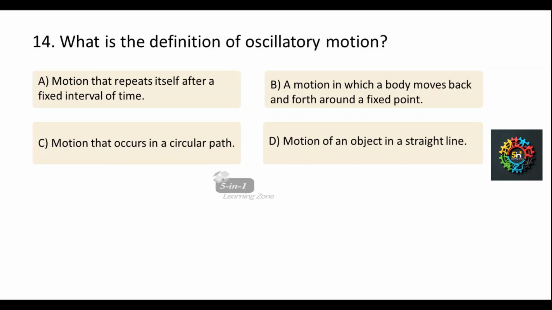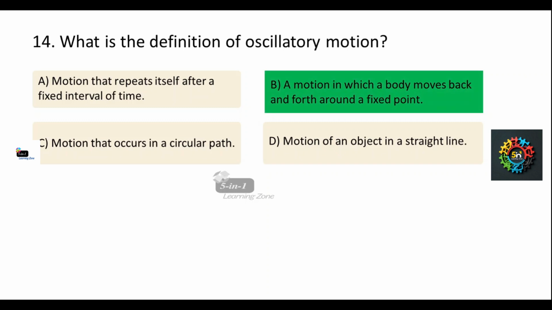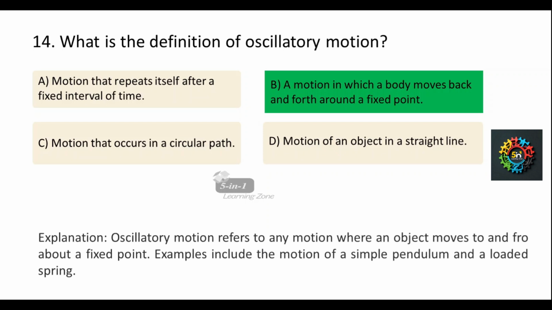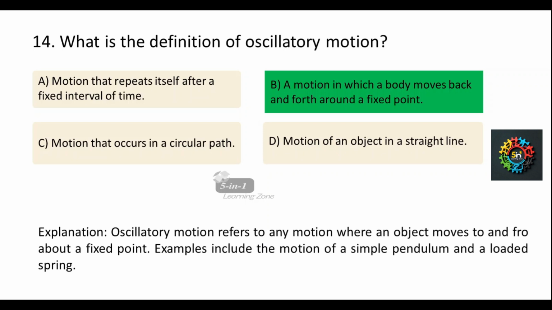14. What is the definition of oscillatory motion? Answer. B. A motion in which a body moves back and forth around a fixed point. Explanation. Oscillatory motion refers to any motion where an object moves to and fro about a fixed point. Examples include the motion of a simple pendulum and a loaded spring.